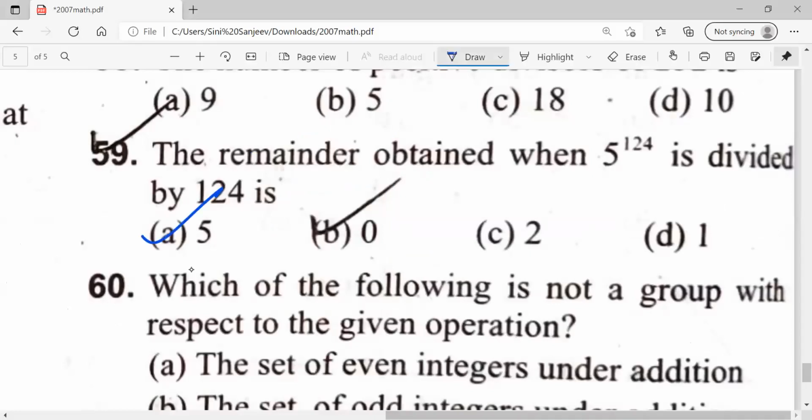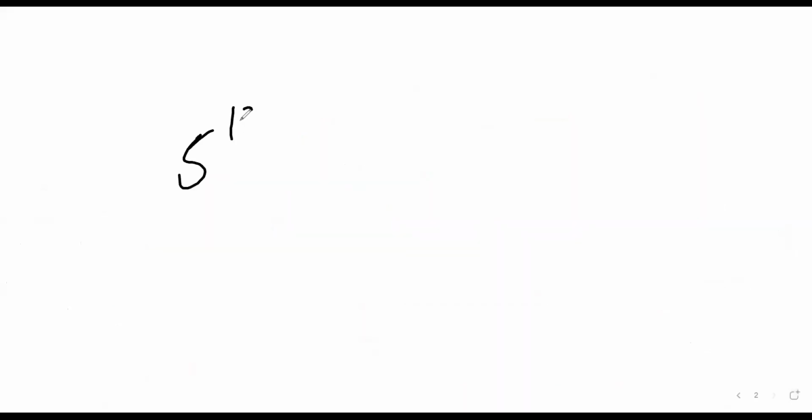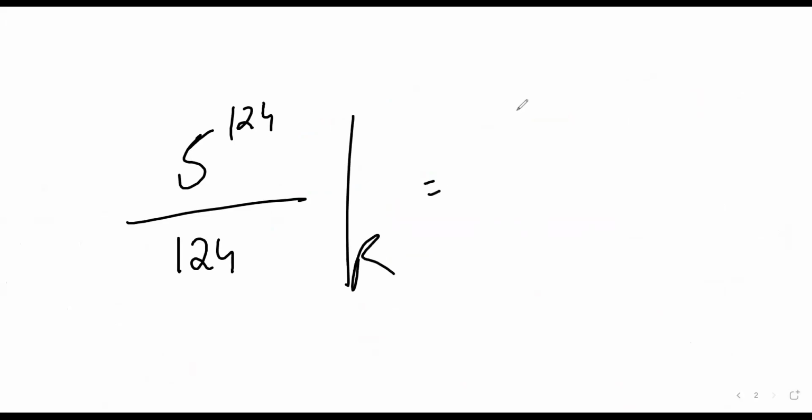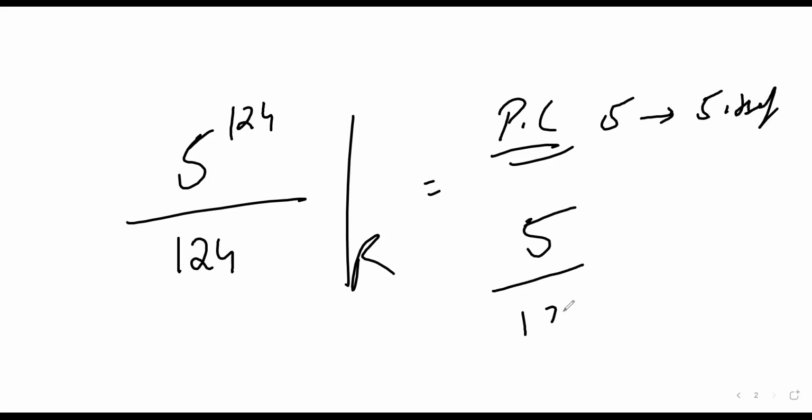Those who came late just now, one more time I'll explain. The question here is: 5 power 124 divided by 124, and I have to find the remainder. What is the power cycle of 5? The power cycle of 5 is 5 itself: 5 times 5 is 25, 25 times 5 is 125, that's it. So I have to find the remainder of 5 by 124.